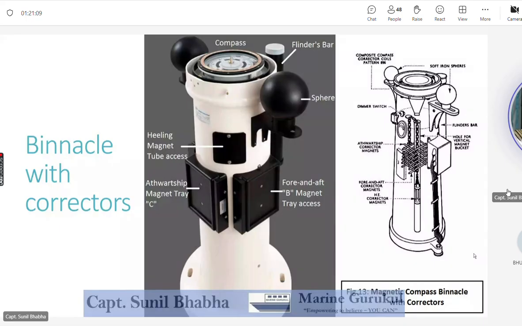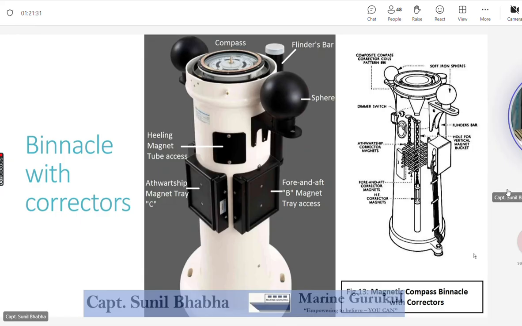Go ahead, beta. Yes, sir. Understood. Okay, great. Sir, the number of magnets to be placed to correct the permanent B would depend upon what, sir? Or is it fixed, like always two? Okay, no, it is not fixed, beta.